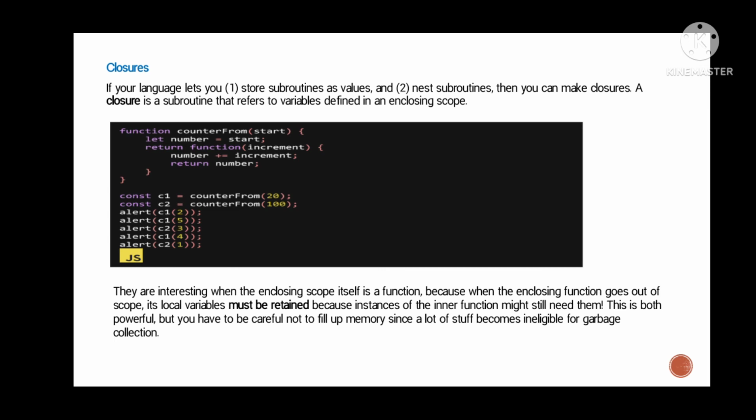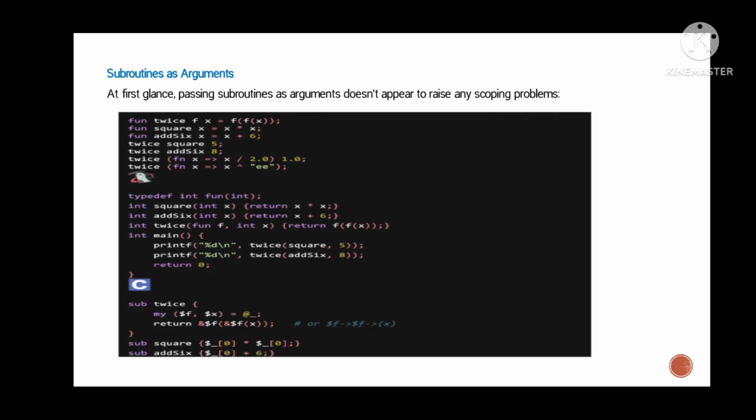Closure. If your language lets you, one, store subroutines as values and two, nest subroutines, then you can make a closure. A closure is a subroutine that refers to variables defined in an enclosing scope. They are interesting when the enclosing scope itself is a function, because when the enclosing function goes out of scope, its local variables must be retained because instances of the inner function still need them. This is powerful, but you have to be careful not to fill up memory, since a lot of stuff becomes ineligible for garbage collection.